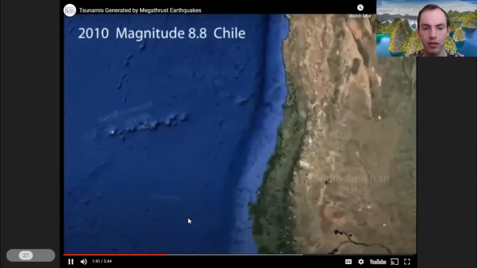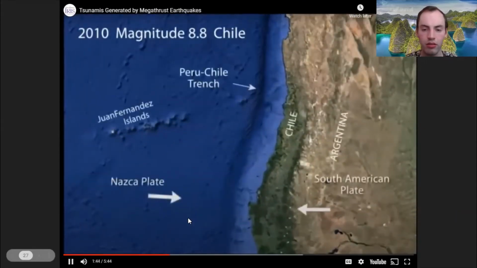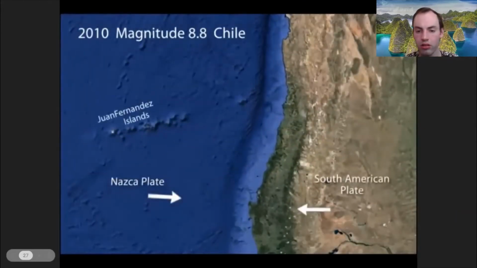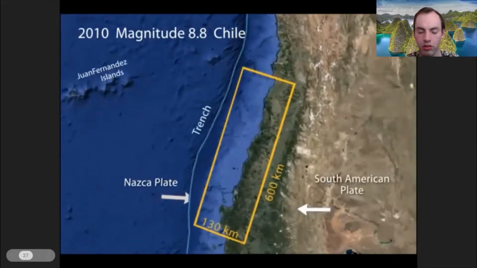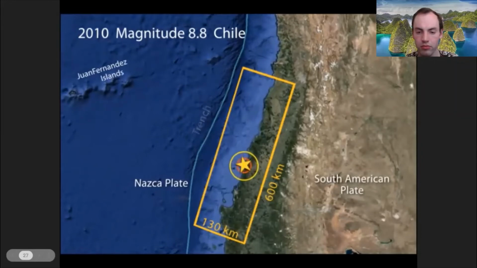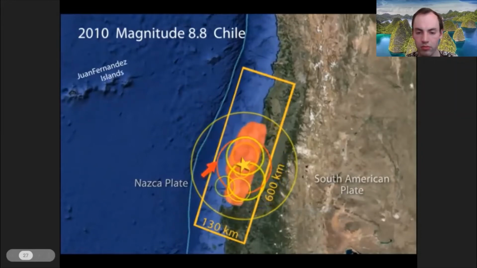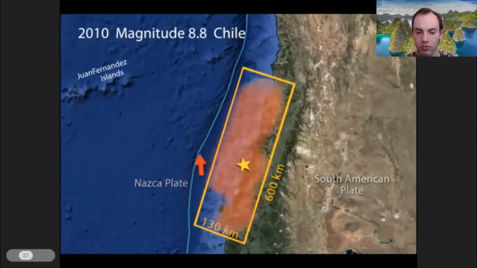How deformation, as well as fault displacement of the overriding plate, can produce a tsunami. The 2010 magnitude 8.8 Chile earthquake tore a rupture zone 600 kilometers long by 130 kilometers wide. Although the rupture began at approximately the same distance from the trench, there was little to no displacement at the trench as there was during the Japan earthquake.